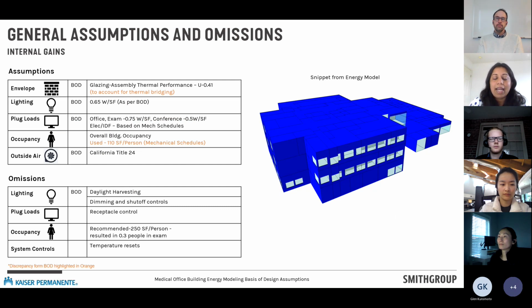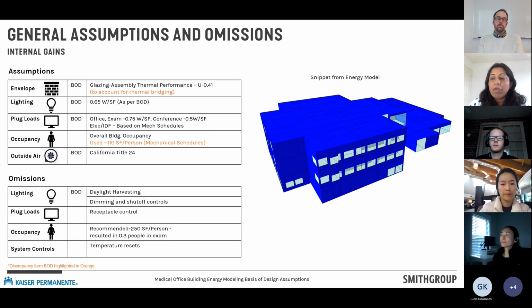Assumptions, like I discussed before: envelope, lighting, and plug loads were all from the BOD. For the glazing, the BOD provided the center of glass value, so we had to make an assumption on the assembly thermal performance for the glazing. Apart from that, all the walls and roof thermal performance data was taken from the BOD. For lighting, we used 0.65 watts per square foot for all spaces. Again, it was taken from the BOD. Plug loads were defined in the BOD.